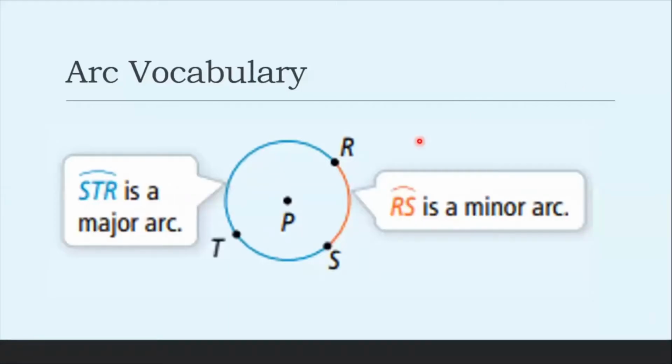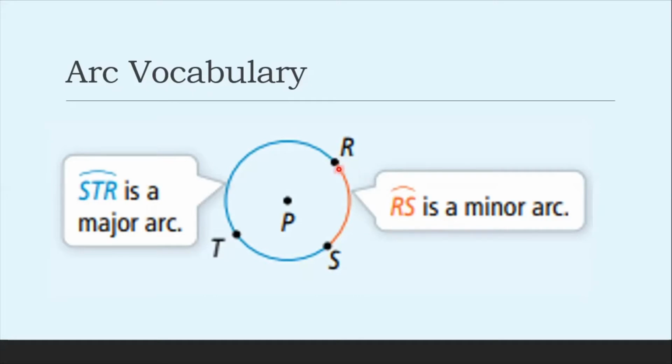Some new terms to discuss are what we call arcs. And simply put, an arc is part of a circle. We have three types of arcs: minor arcs, major arcs, and semicircles. The most intuitive of these is a semicircle. If we have the endpoints of a diameter, in this case, if we drew a line through TR, we would have half of a circle. That would be a semicircle.